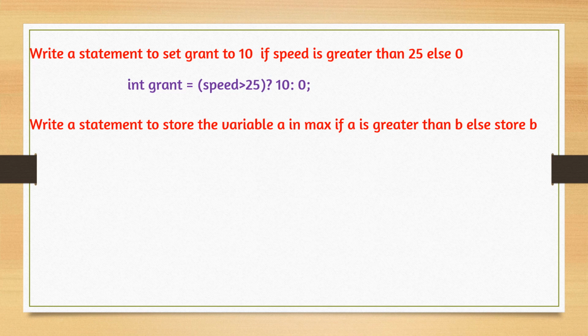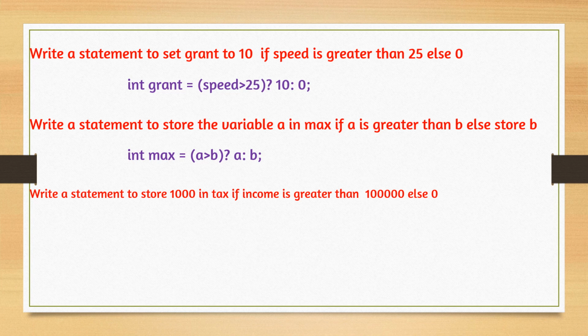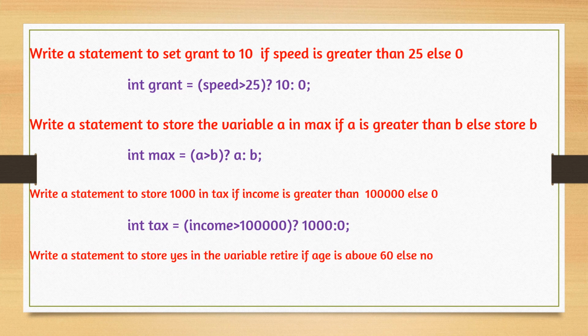The next question, write a statement to store the variable a in max if a is greater than b, else store b. So here, int max is equal to a greater than b, a colon b. The value of a will be stored. And write a statement to store 1000 in tax if income is greater than 1 lakh, else 0. So the condition is income greater than 1 lakh, and the value has to be stored in the variable tax. So tax is equal to income greater than 1 lakh, question mark 1000 colon 0. So like this the questions can come.